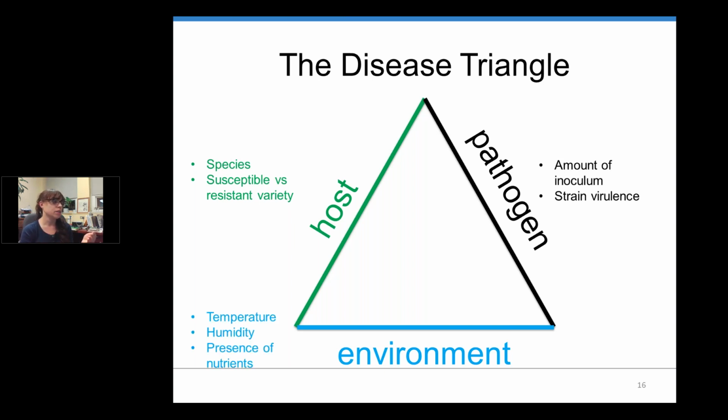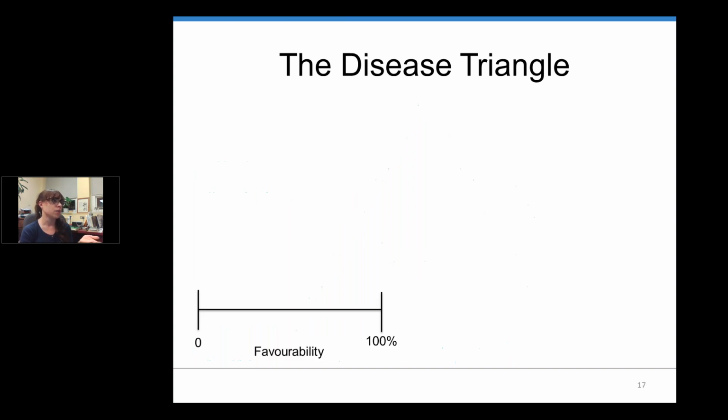And so some of the environmental factors that I'm talking about here are things like the temperature, the humidity, the presence of available nutrients that are going to make your plant stronger or weaker depending on the conditions that are there. And these three factors together all play a very important role, as I said, in the amount of disease that you're going to see.